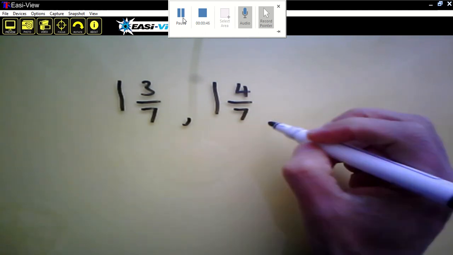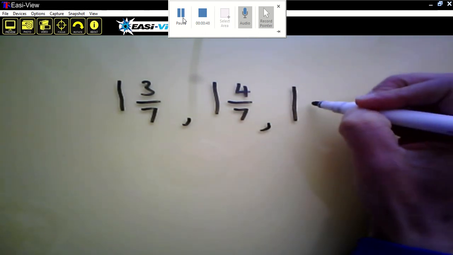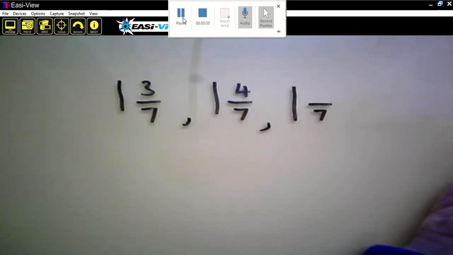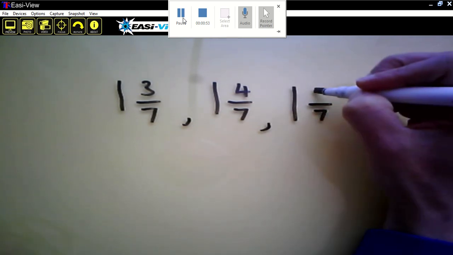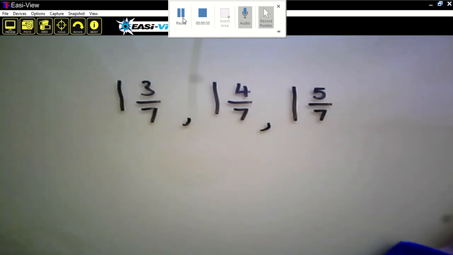So if I add another 7th, my next is going to be 1 and how many sevenths? It's going to be 1 and 5/7. So see if you can apply that to the first question that you've got.